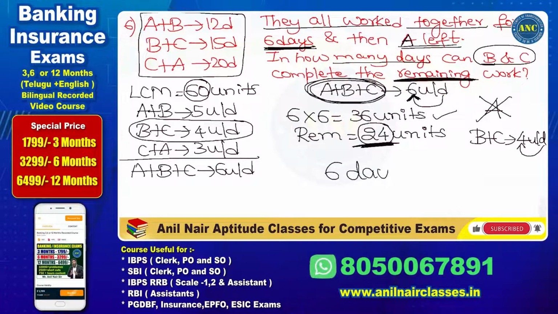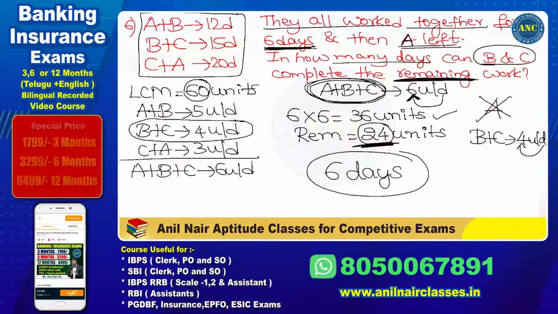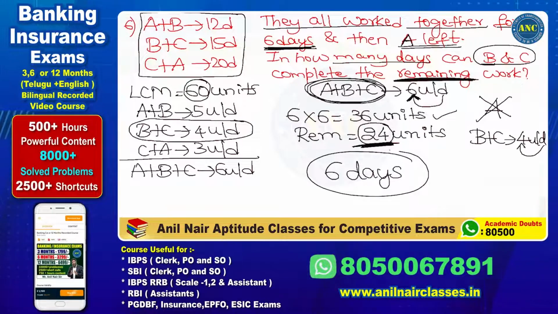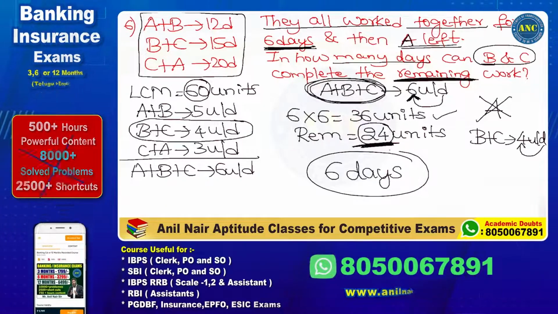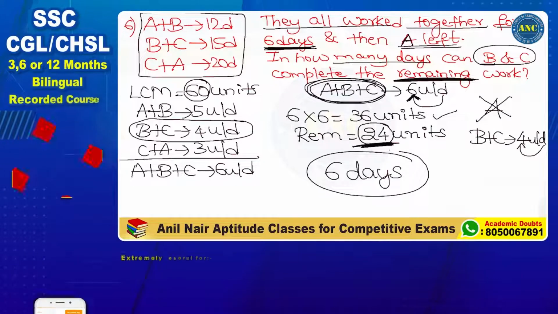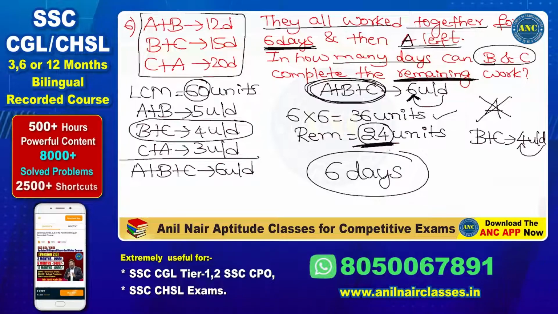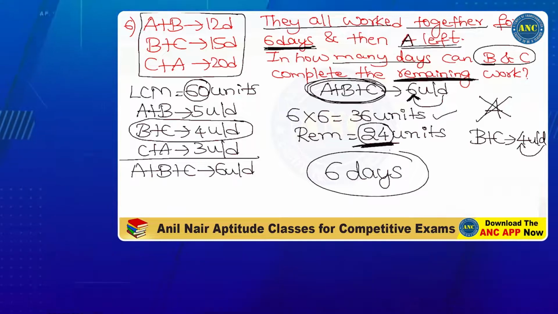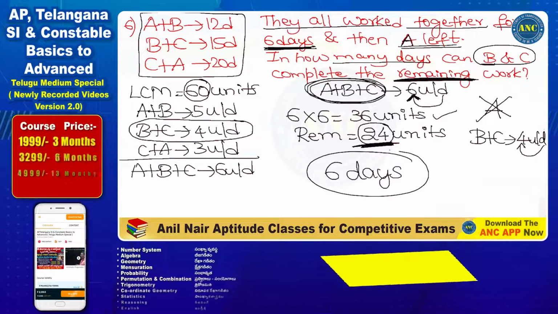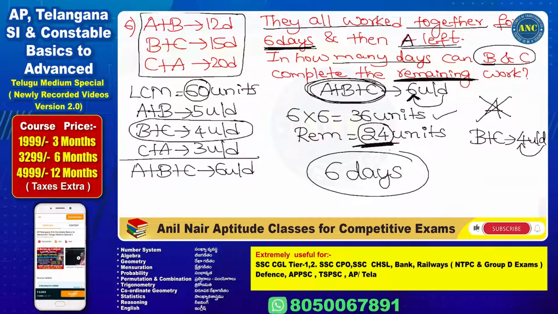To complete the remaining 24 chocolates, how many days will they take? They will take 6 days, because 4 into 6 is 24, or 24 divided by 4 is 6 days. The answer for this question is 6 days. One of the most beautiful questions that can be solved in time and work is what you are listening to today. I hope the concept is very clear for all the students.